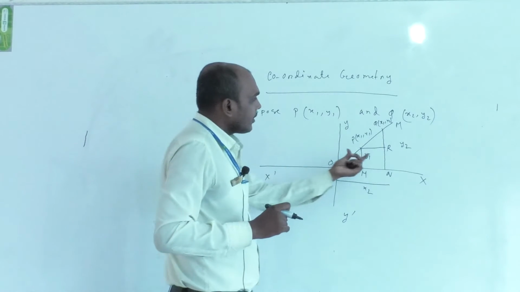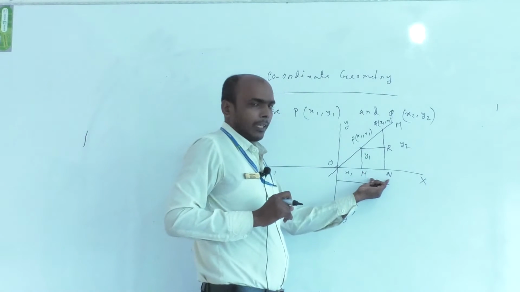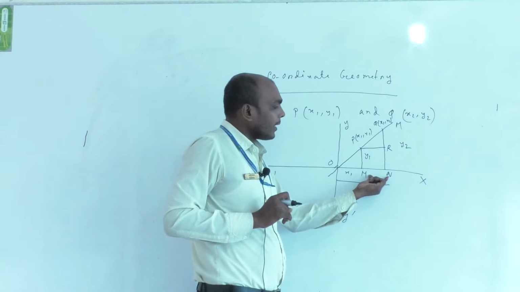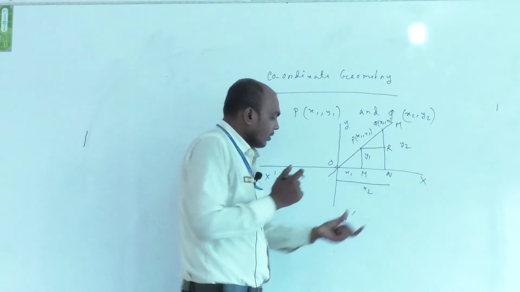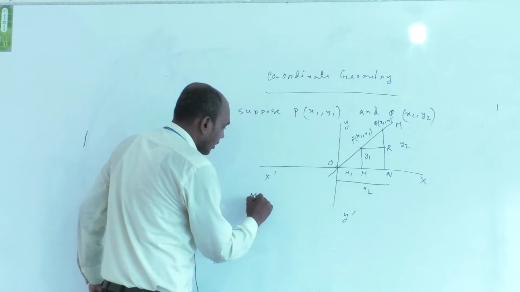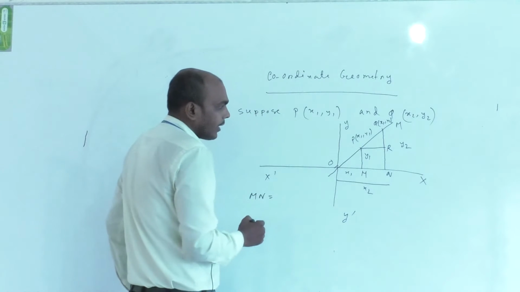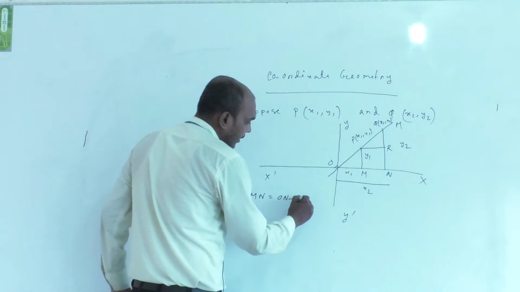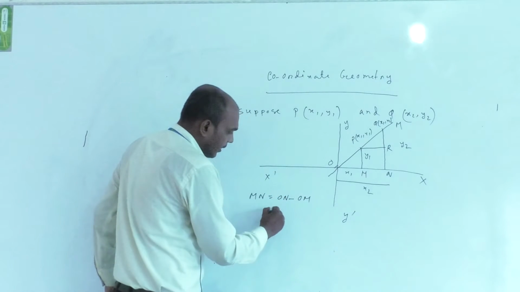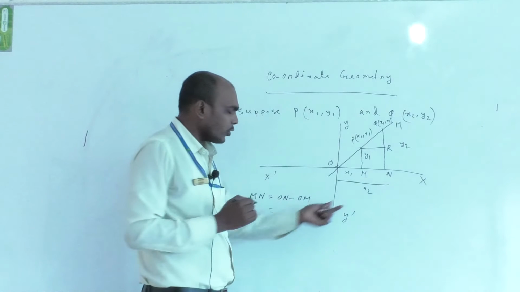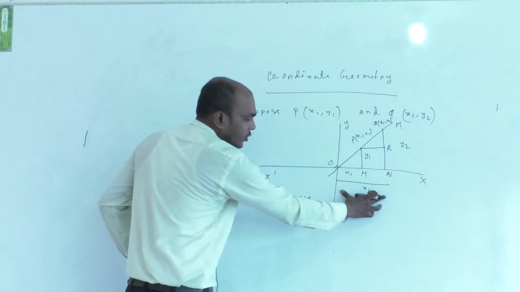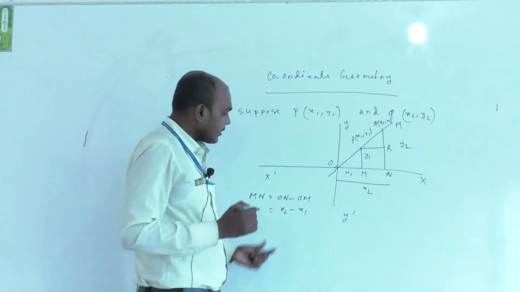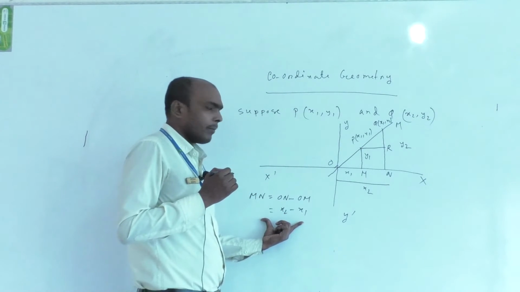Now see the distance of MN. MN equals ON minus OM. That means x2 minus x1. This is the distance MN.